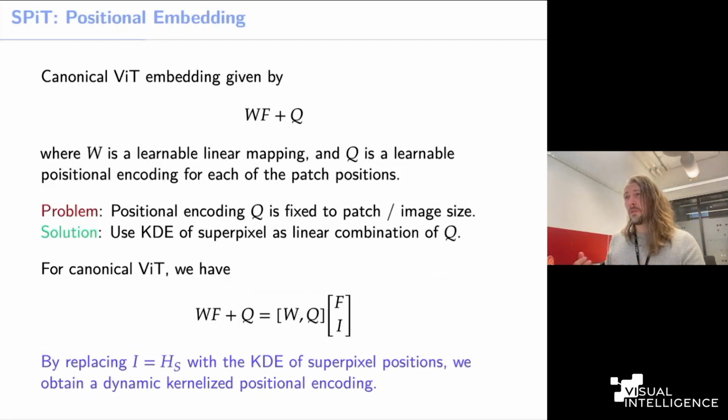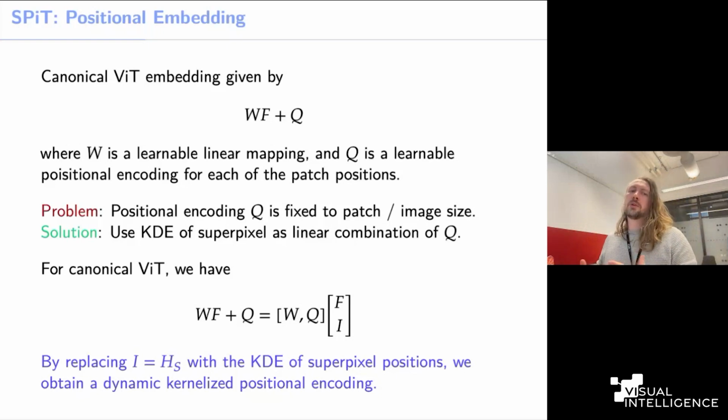In addition to this, we also have to solve the problem that we have with the positional embedding. In a typical vision transformer, we have this learnable positional embedding, where each patch has a fixed positional encoding, which is added to their features after being projected by the embedder. So the canonical ViT embedding can then be described as WF plus Q, where W is a linear mapping that we learn, and Q is this learnable position encoding, which for each of the patches has a vector that corresponds to this position.